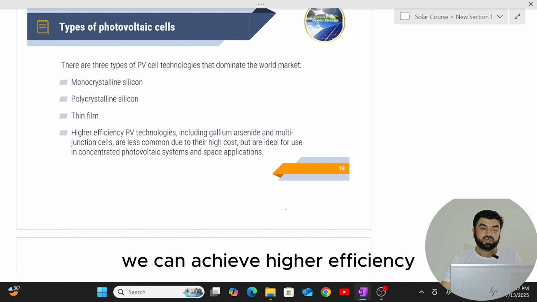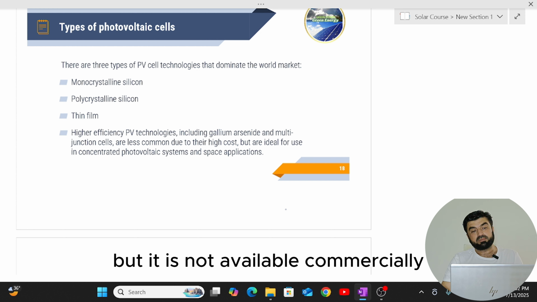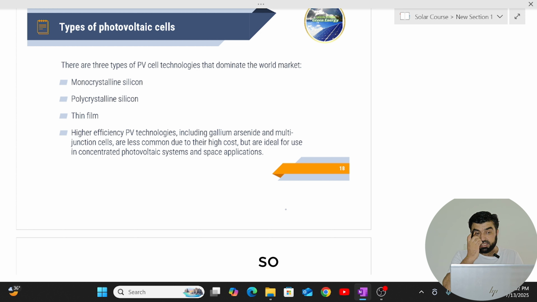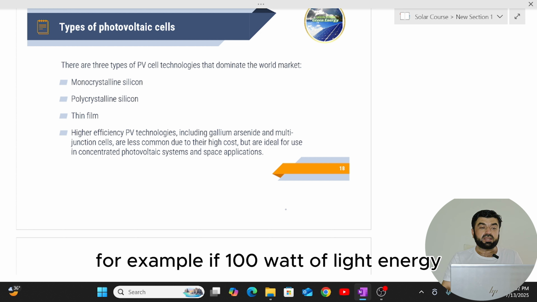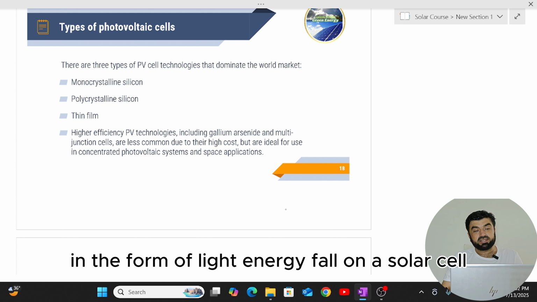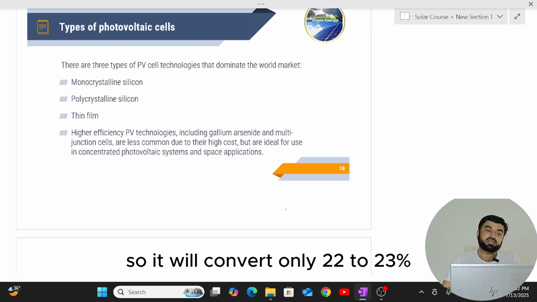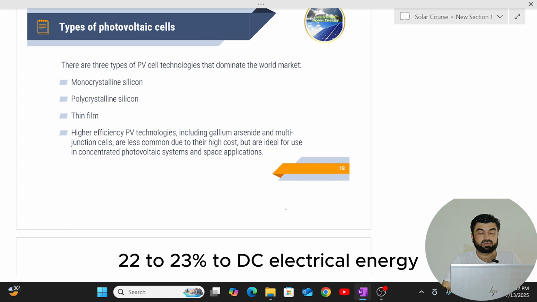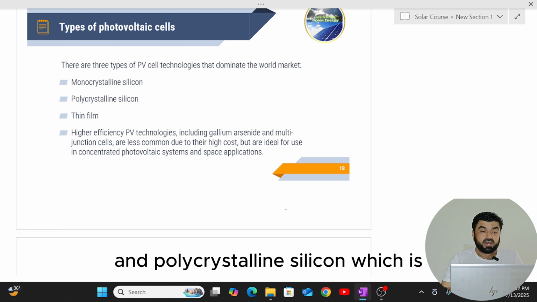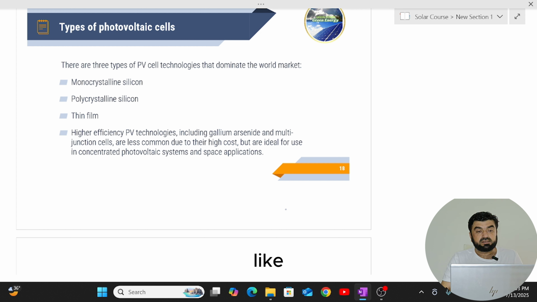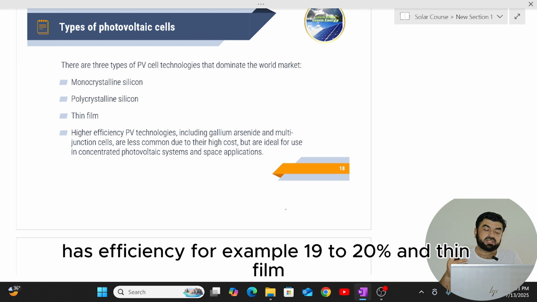In the laboratory, we can achieve higher efficiency, but it is not available commercially. So, for example, if 100 watts of energy in the form of light falls on a solar cell, it will convert only 22 to 23% to DC electrical energy. And polycrystalline silicon has an efficiency of, for example, 19 to 20%.